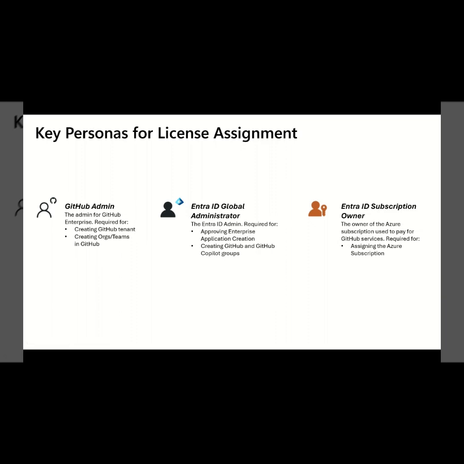Great. So if you're watching this video, we assume that you have set up SSO correctly. Now is the time to add an Azure subscription to start paying for Copilot and GitHub Enterprise licenses, amongst others. One of the key personas here is going to be the Entra ID subscription owner, and we will take a look at what needs to be done for them to add that subscription.